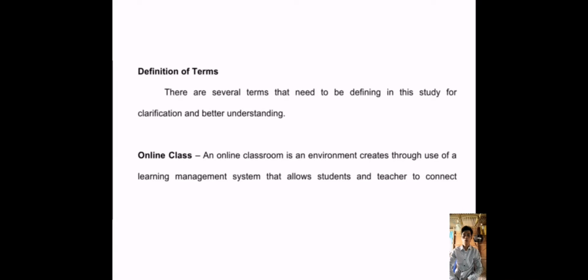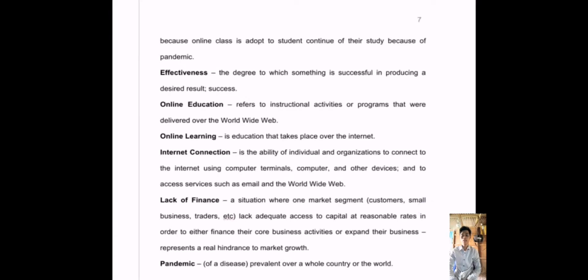Definition of terms. There are several terms needing definition in this study for clarification and better understanding. Online class. An online classroom is an environment created through the use of a learning management system that allows students and teachers to connect. Online classes help students continue their study because of the pandemic.